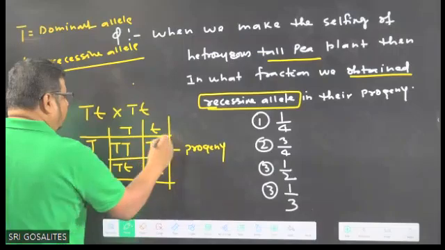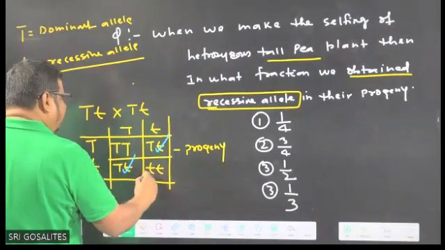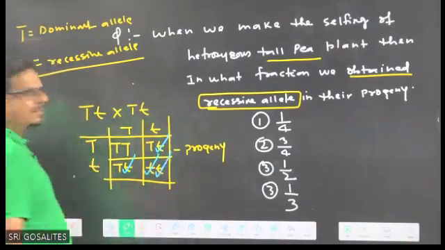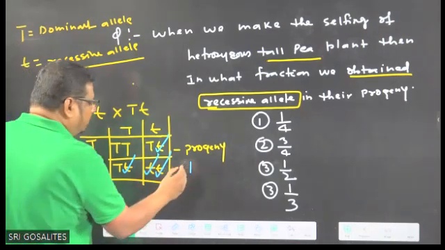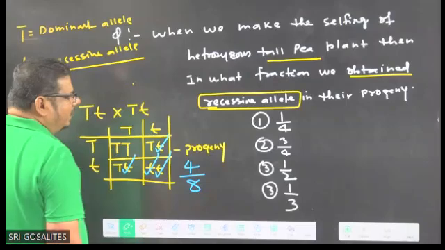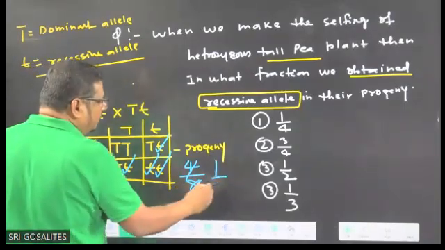This is a small t. This is a small t. This is a small t. This is a small t. How many are small t? 4 are small t. What is the answer? 4 by 8. 4 by 8 is equal to 1 by 2.